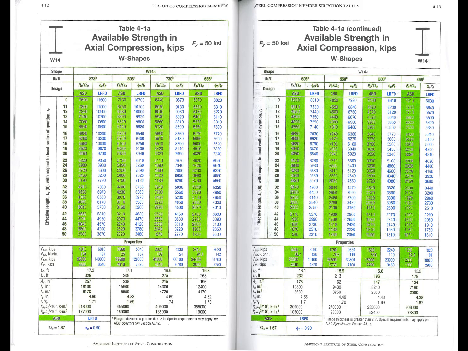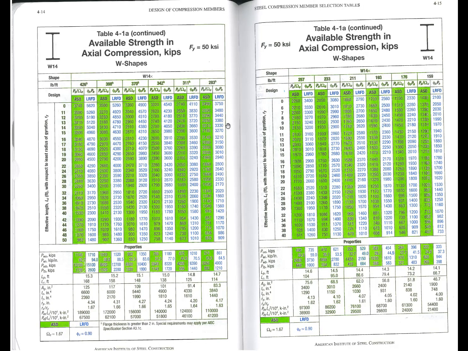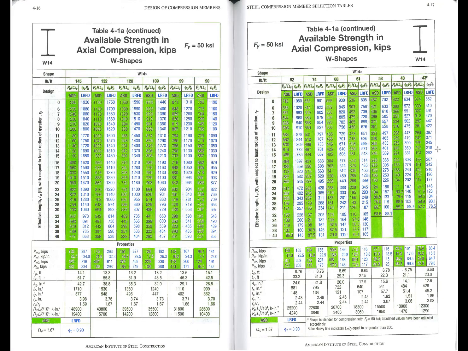So we go on to the next page, and we see that even a W14x159 for 14 feet of effective length has a strength of 1850 kips, much larger than what we need. So we go to the next page. 14x90 has a strength of 1030, so we're getting close. And if we look at a 14x82, it has a strength of 772 kips.